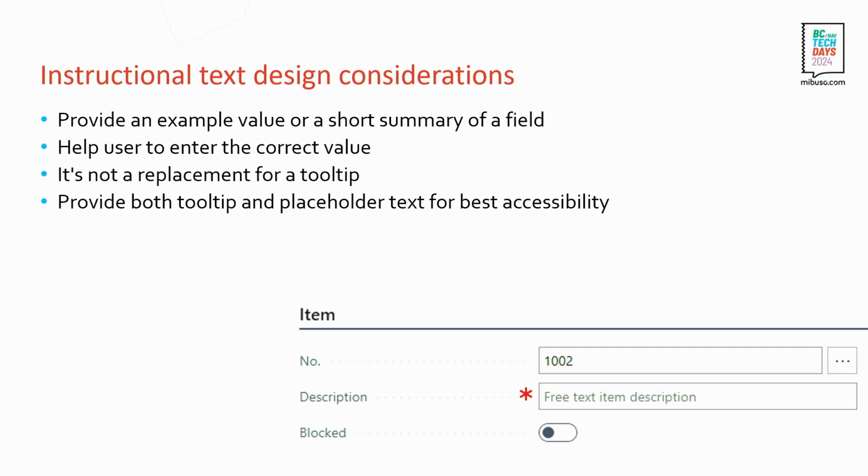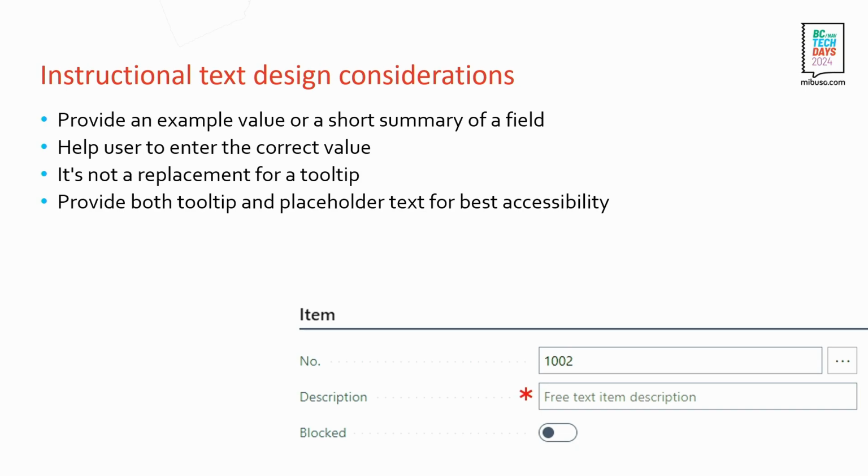But it's not a replacement for a tooltip. They have different purposes. A tooltip is more explaining internal business details of what this field is about, and instructional text should be more just about the shape of the data being entered. It's really just a guide to the user. Because there's an important point about this: you should ideally provide both the tooltip and the placeholder, because placeholder or instructional text alone is not accessible.